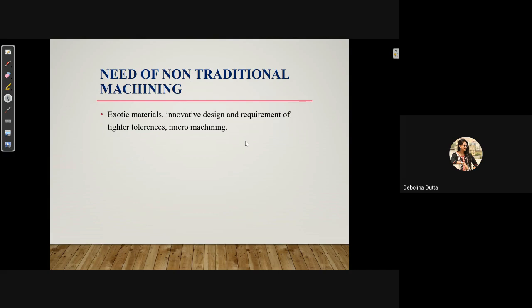So these all are the requirements of the new age. That's why people are moving towards non-conventional machining. But again I'm saying, none of them is replacing the other. Just because of these new age requirements, some different types of machining are needed, which are coming into the picture right now.